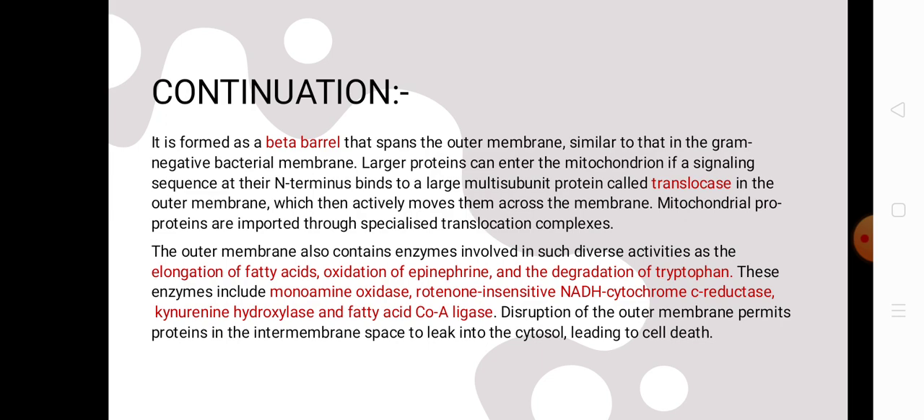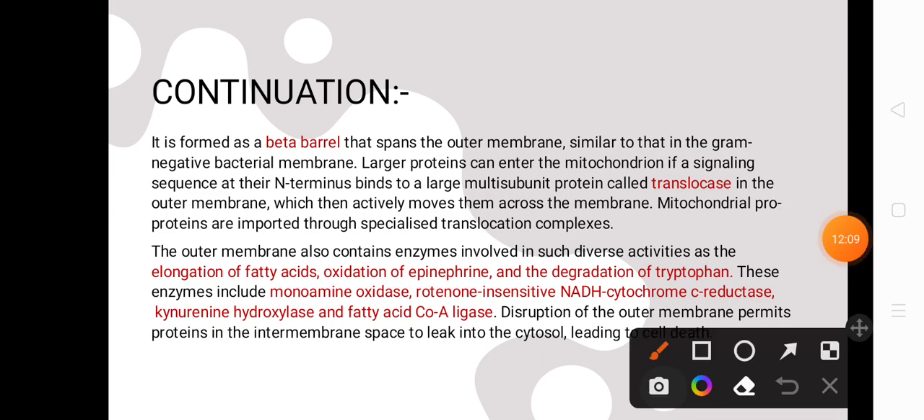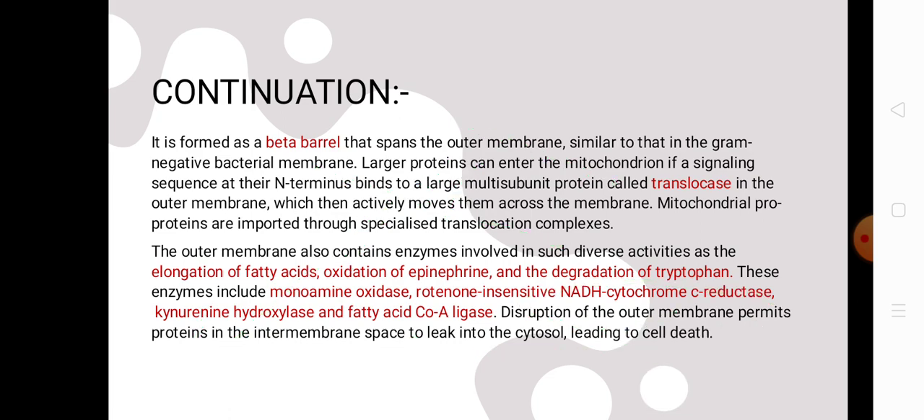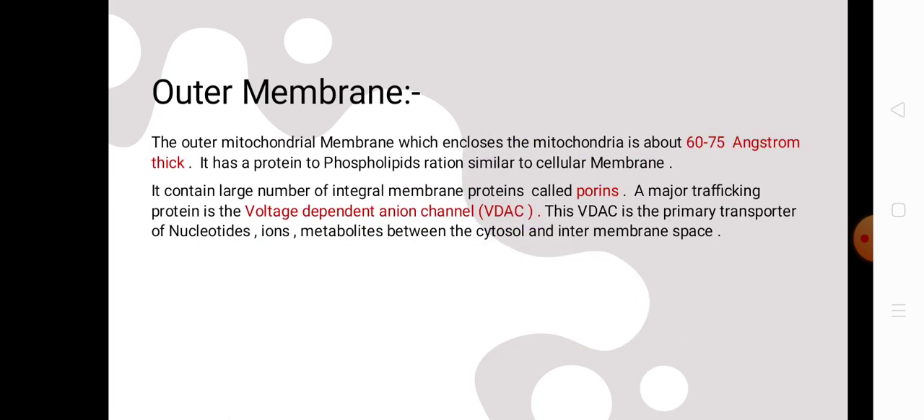Okay, and if somehow disruption of the outer membrane occurs, then all the proteins present in the intermembrane space will be liberated into the cytosol, causing the death of that particular organism or cell. Okay, so that is the outer membrane.